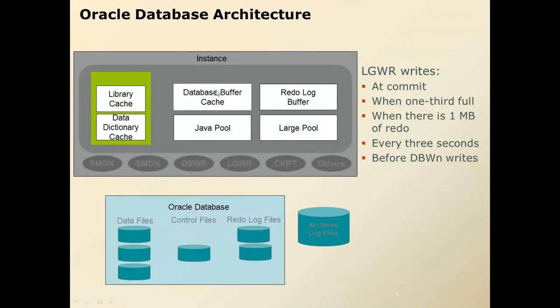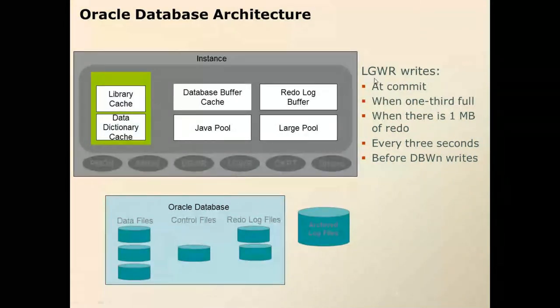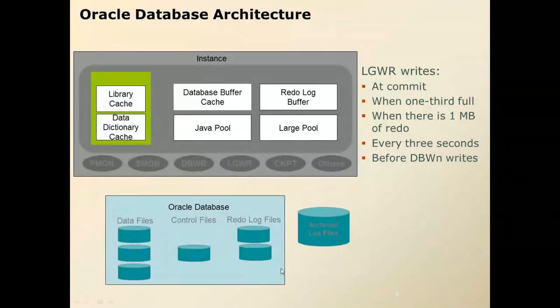Before the database writer process writes that from the database buffer cache to the data file, the data from the redo log buffer gets written to the redo log file using the log writer process. The log writer process writes the data from the redo log buffer to the redo log file whenever a commit happens. As soon as there is a commit, it will write. Or when the redo log buffer is one-third full, or when there is 1 MB of redo, or every 3 seconds, or before the database writer process writes.